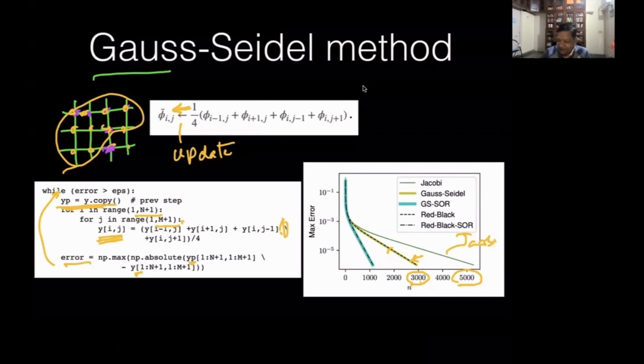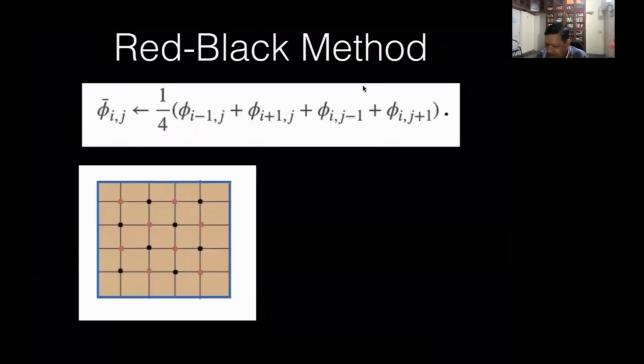So what is done is the red-black method. What is the red-black method? This is for vectorization. We take alternate points. So these are the red points, and the black points are in between. So there are two meshes: one is red points, which are alternate points, and the black points sitting in between.